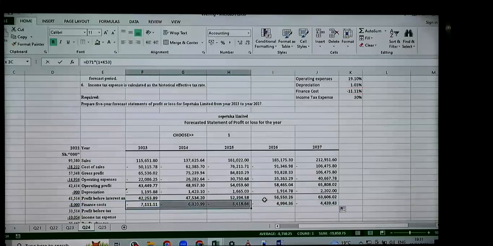Isn't it that way? Control Bold. We'll go to profit before tax. So Alt equals, Shift down arrow, Control Enter, Control Bold, Alt HBP for a top border, drag along.